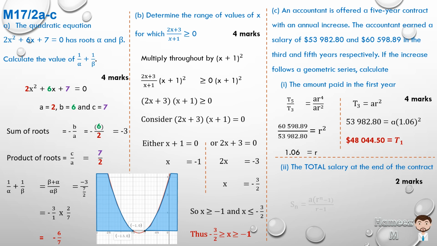Part 2, the total salary at the end of the contract. So we want to find the sum to the n. Remember, that's the formula that's given in the formula sheet: a times r to the n minus 1, all over r minus 1.